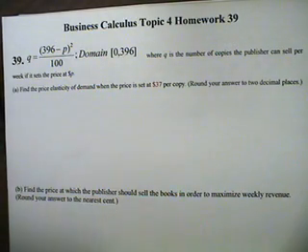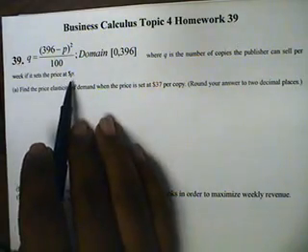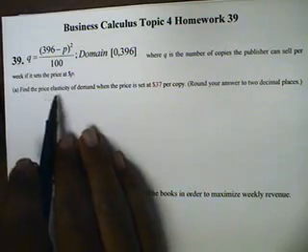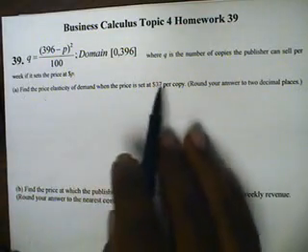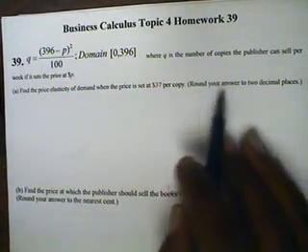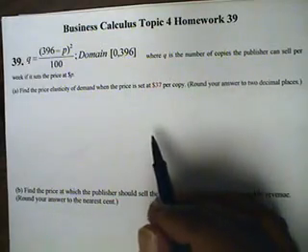Physics Calculus, Topic 4, Homework Problem number 39. We have a demand function where Q is the number of copies a publisher can sell per week if it sets the price at P. We want to find the price elasticity of demand when the price is $37 per copy. We want to round our answer to two places.